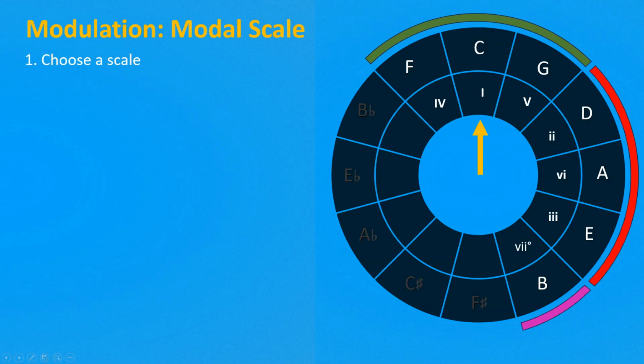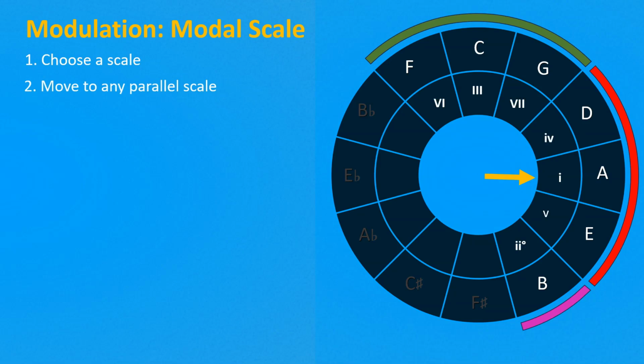Trick number 17. Modulation. Modes. All the modes have the same notes, so every note can be used from a theoretical point of view as a pivot chord to modulate to any other scale. So choose a scale, for instance C major, move to any modal scale, for instance A minor. Modulation from major or Ionian and minor or Aeolian scale are very common.